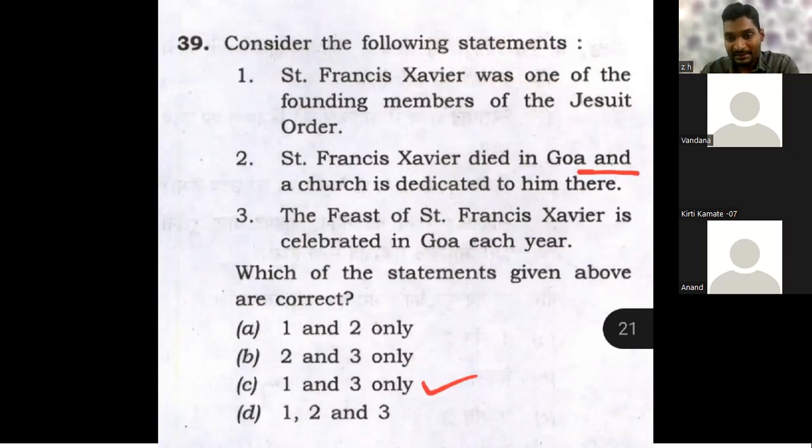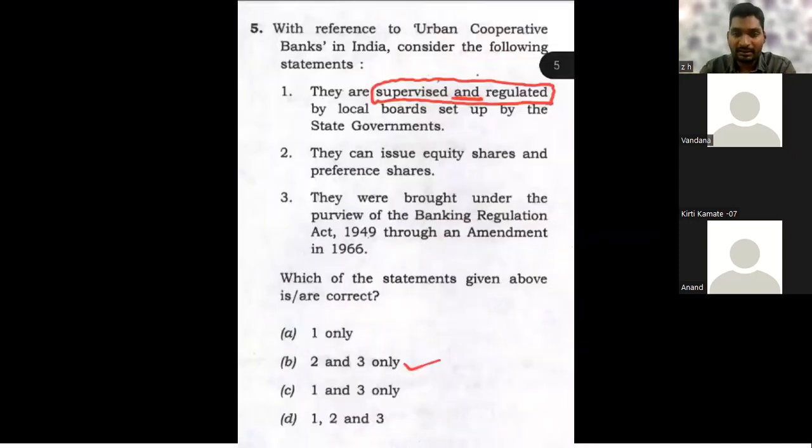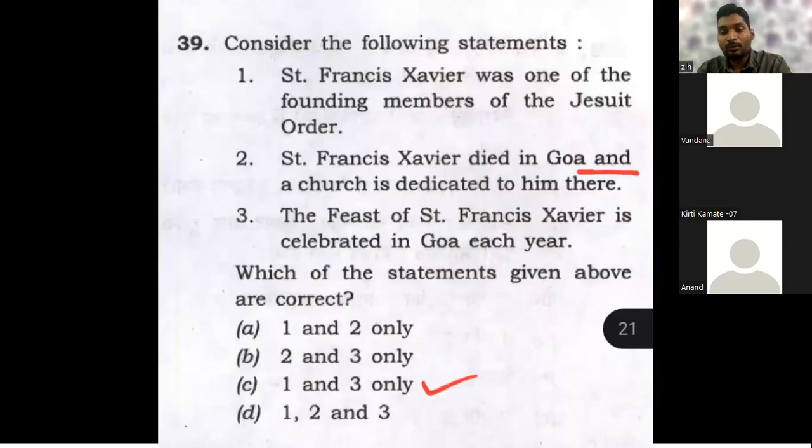But here, 2 simple sentences: St. Francis Xavier died in Goa and a church is dedicated to him there. So following this rule, which is very similar to the earlier question, supervised and regulated by XYZ. It died in Goa and a church is dedicated. If you eliminate statement 2, you eliminate A, you eliminate B, you eliminate D, and only C remains. 1 and 3 only are the correct answer.